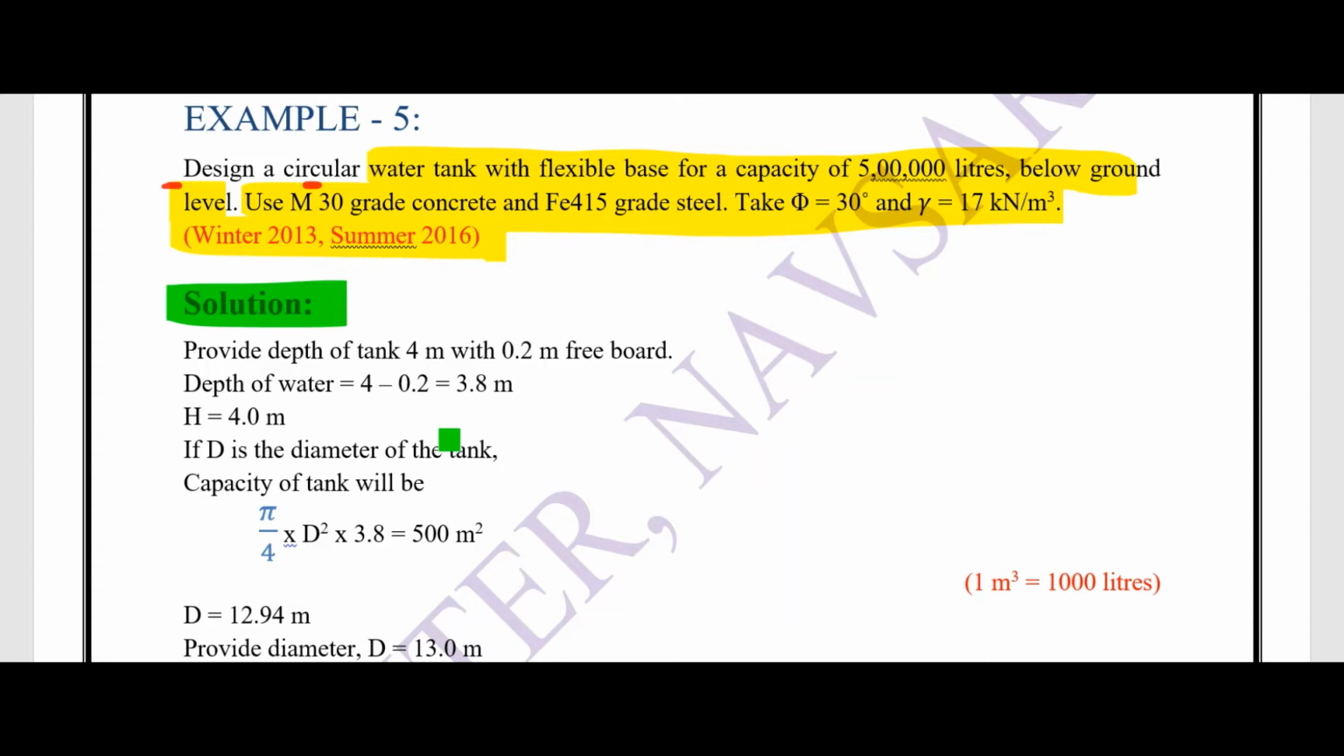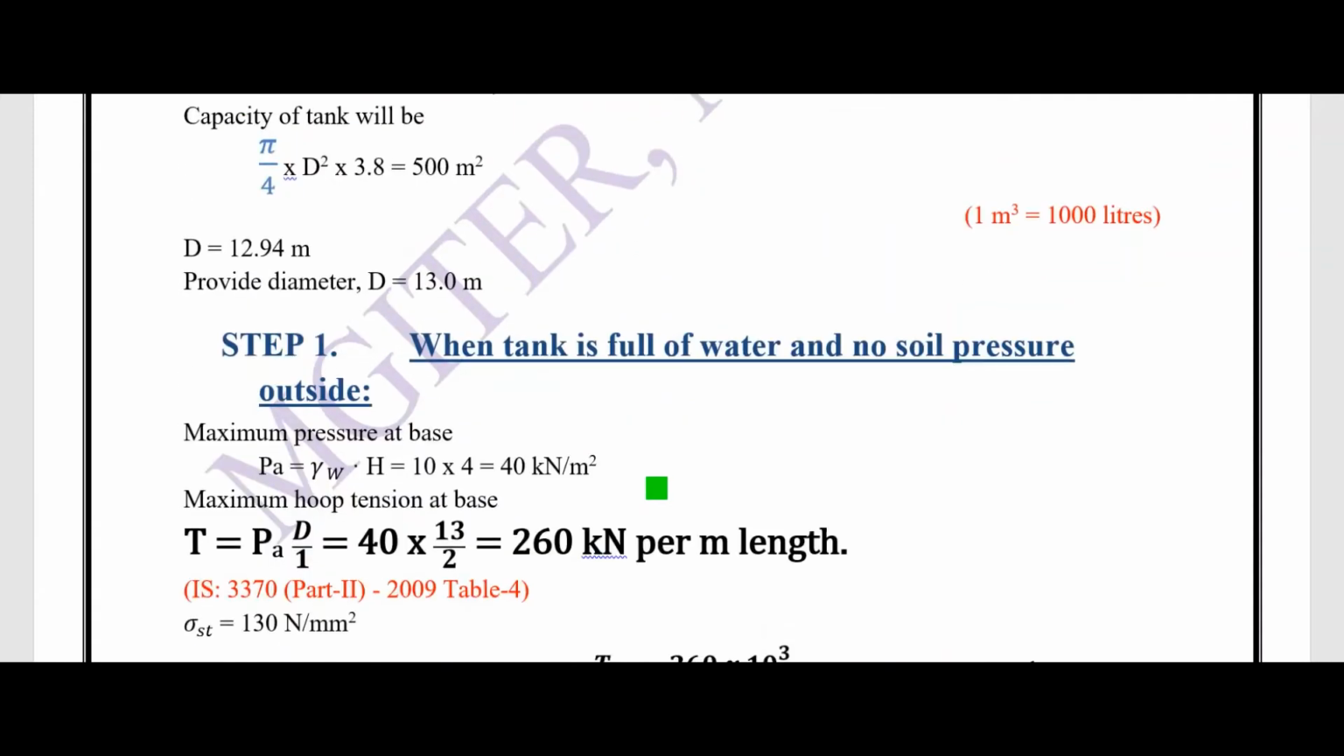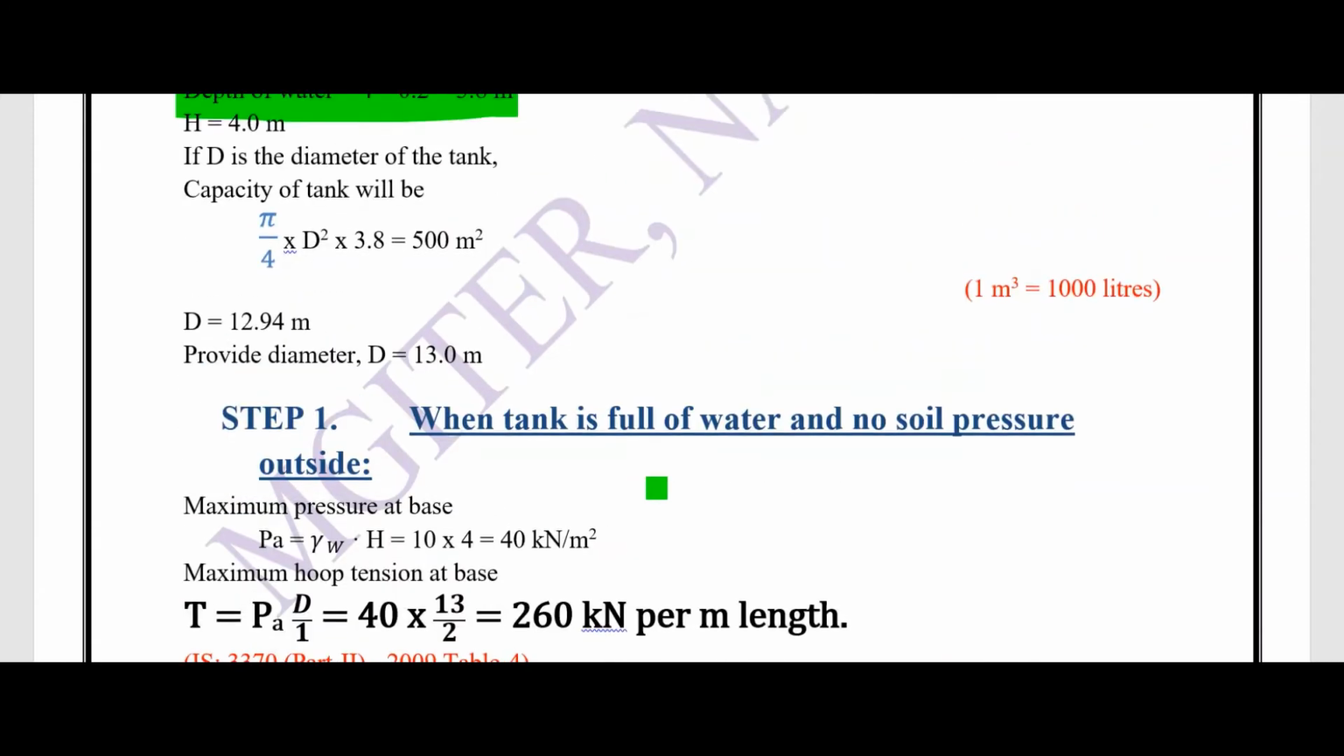First of all, we have to find out the dimensions of the water tank. We have a capacity of 5 lakh liters. So we provide a depth of water tank of 4 meters and 0.2 meter free board, so the depth of water is 3.8 meters. This is a trial and error method. What we are doing is just assuming. Height is 4 meters, so by height we can calculate the diameter.